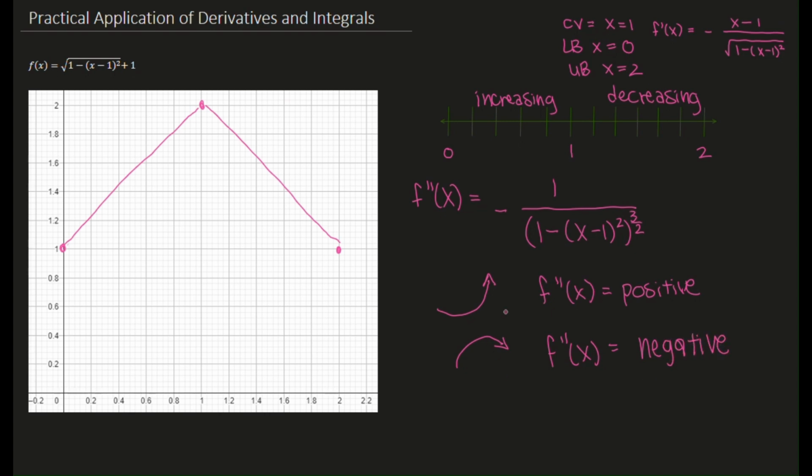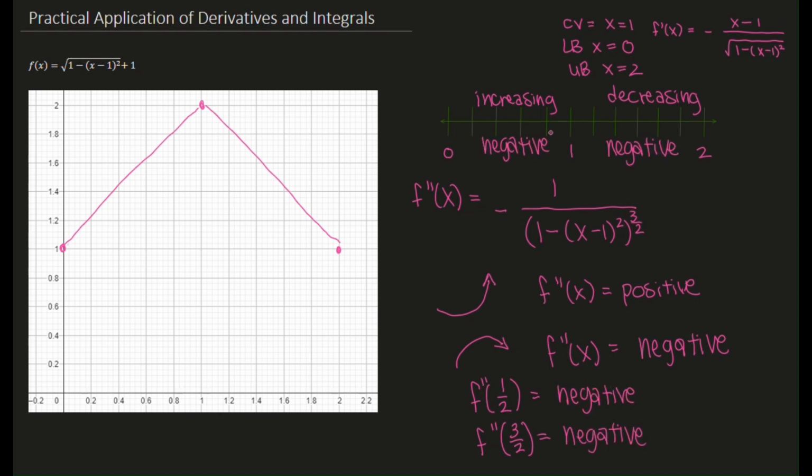Because I have no new critical values, I can keep the same range from 0 to 1 and 1 to 2. And just like before, I will plug in a number between those ranges into my second derivative to determine concavity. So I'm going to pick the same numbers as before. I'm going to pick 1/2, and I'm going to pick 3/2. And what I find when I compute them is that they are both negative.